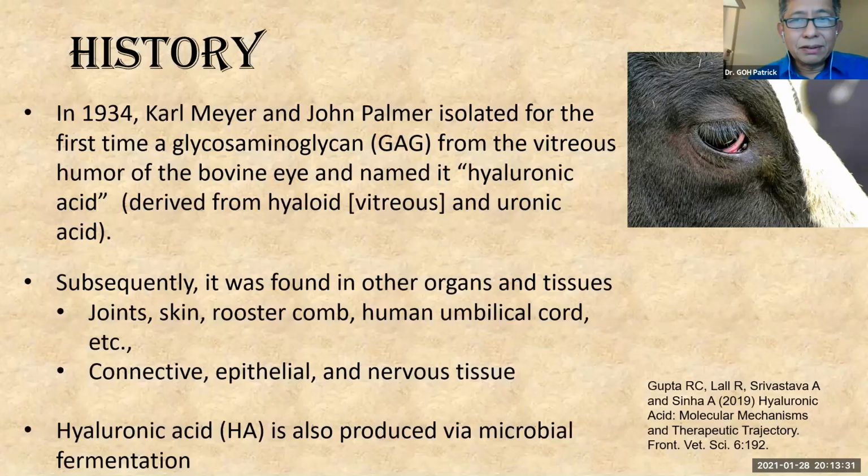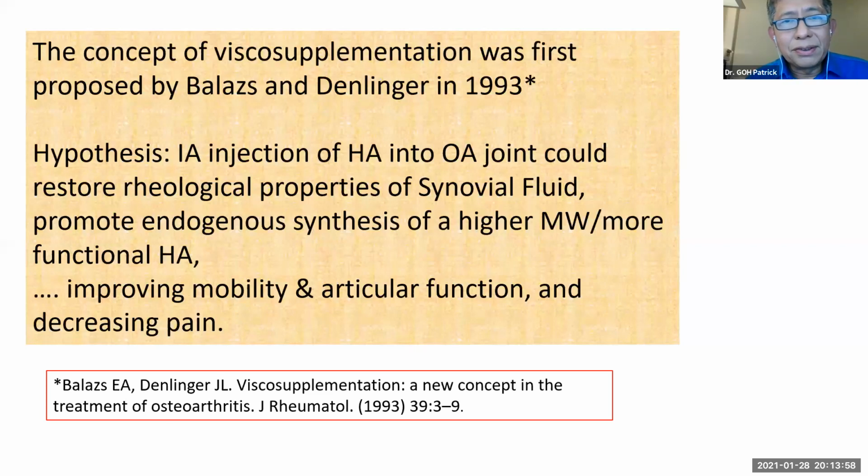A bit about the history of hyaluronic acid. It was actually discovered for the first time in 1934 in the bovine eye, and it's a glycosaminoglycan, and they named it hyaluronic acid. And subsequently, it was found in other organs and tissues and so on. And it can also be produced via microbial fermentation. And the concept of viscosupplementation, however, was started only in the 90s.